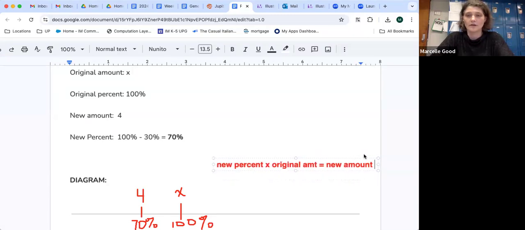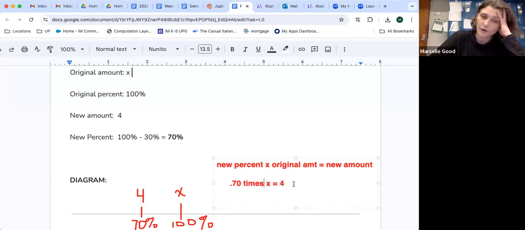So let's look. Our new percent, remember we're changing our percent to a decimal, so that's 70 divided by 100 is 0.70 times the original amount. This is a little tricky because I'm using times and the original amount is also X. So I'm going to write this as times X. You can put a dot, or we can actually just write 0.70 X equals the new amount, which is 4. Now we have this tricky situation. 0.70 times X is equal to 4.